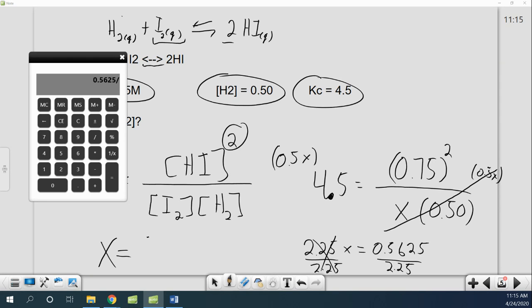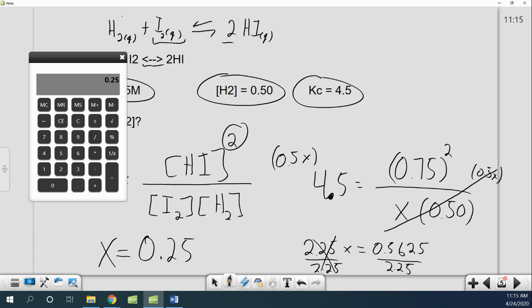0.5625 divided by 2.25. Really? 1 over 4. There you go. I guess it does kind of make sense. Yeah, if I just estimate, it's dividing by 2. All right. I'm not crazy. I thought it should be smaller.